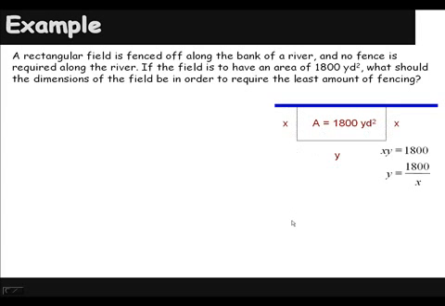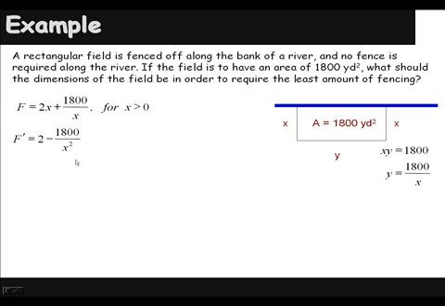Therefore, the area of this region is going to be x times y, length times width, is 1,800. And if I solve for y, y is just 1,800 over x. The amount of fence I'm going to need is 2 x's plus a y. Well, y is the same as 1,800 over x. So if I use 1,800 over x instead of y, I can write my function for the amount of fence I need just in terms of x. And x has to be greater than 0. I can't have 0 amount of fence and fence anything in.